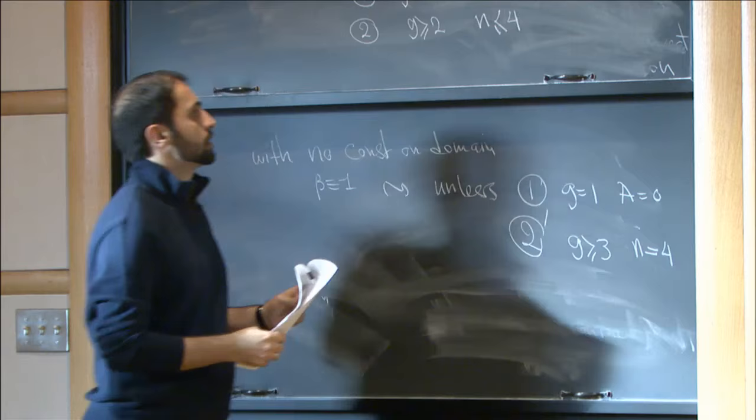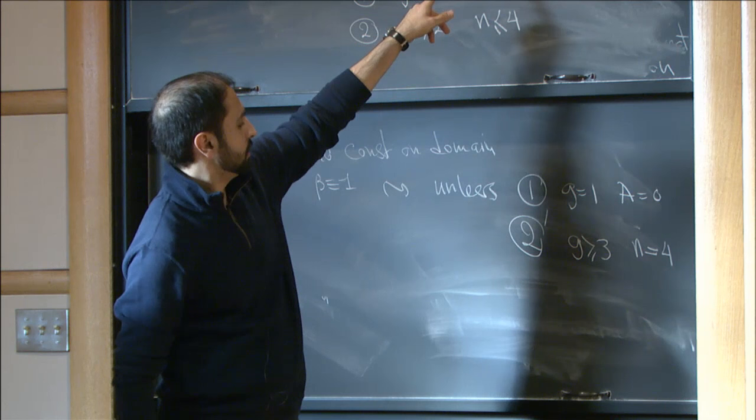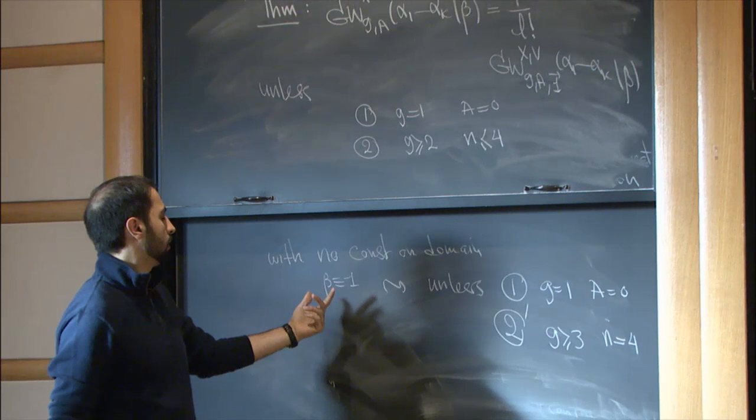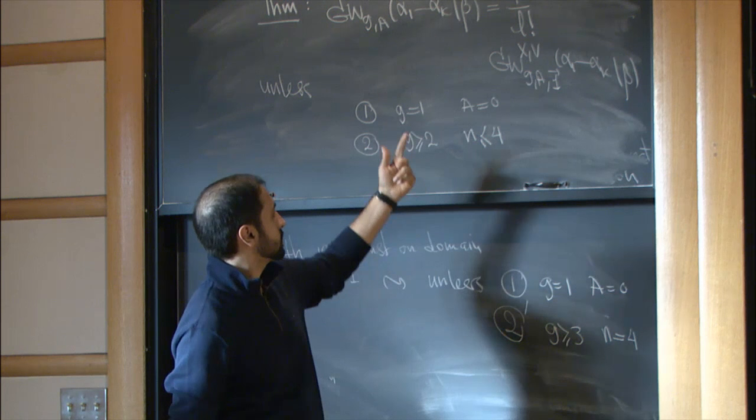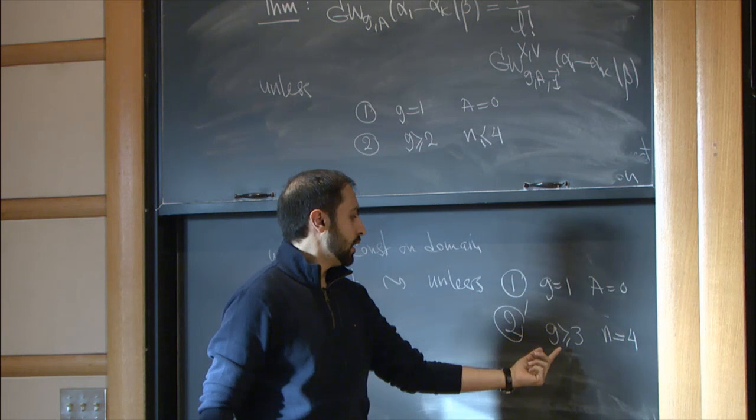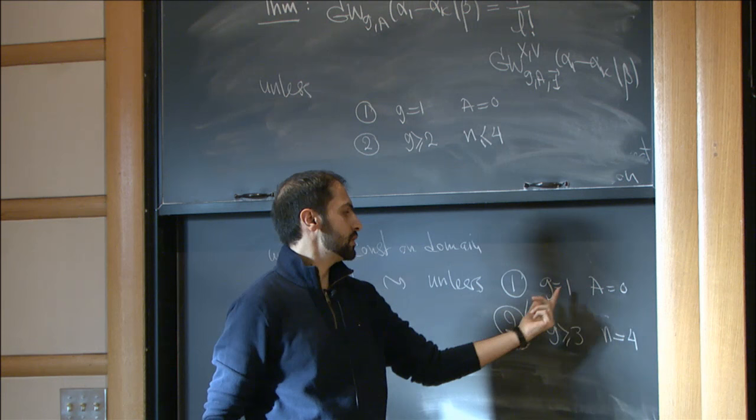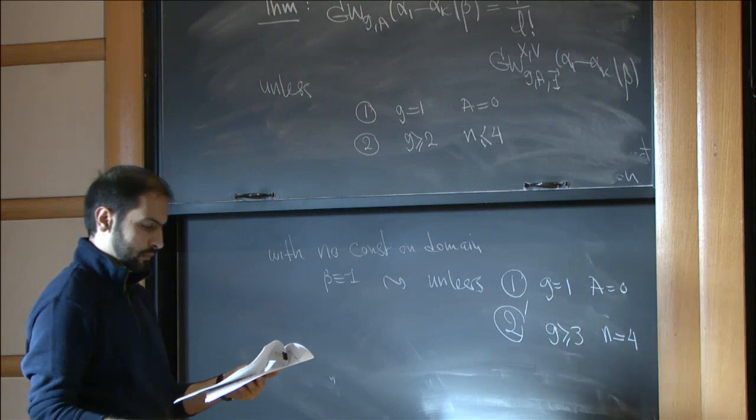So in lower dimensions and genus bigger than or equal to 2, this equality doesn't hold in general. If you look at the classical Gromov-Witten invariants without any restriction on the domain, then the same theorem holds, except when the dimension is precisely 4 and genus is bigger than or equal to 3, and this trivial case of A equal to 0, genus 1. Any question on this statement?